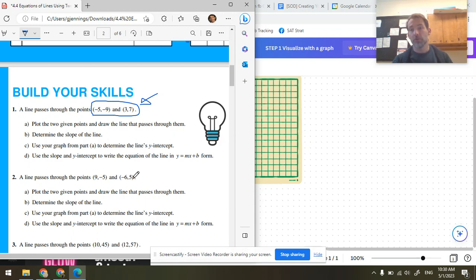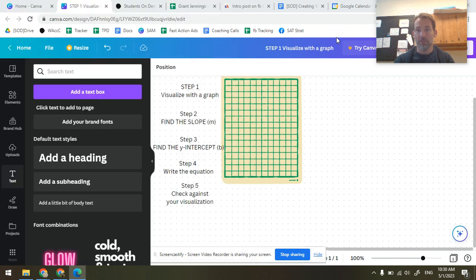Welcome to this walkthrough on how to find the equation of a line given 2 points. The questions might look like this: I might tell you, here are 2 points. Find the equation of the line in y equals mx plus b form is our ultimate goal. Now let me walk you through my steps to do this.